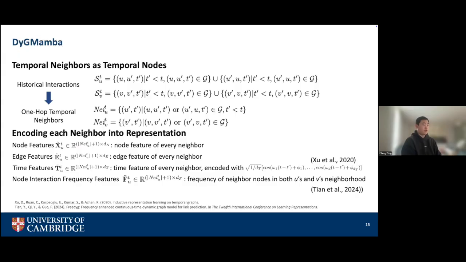And we also try to include another type of feature called the node interaction frequency feature. It is the frequency of neighbor nodes in both the source and destination nodes' neighborhoods. It is also just reusing the previous work's results.